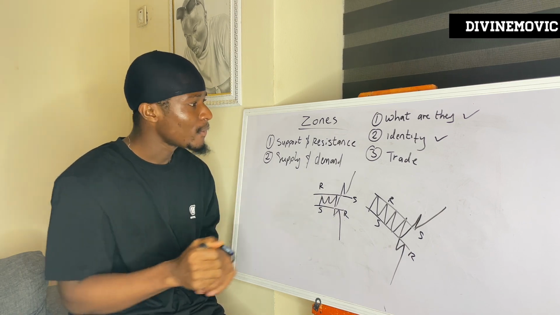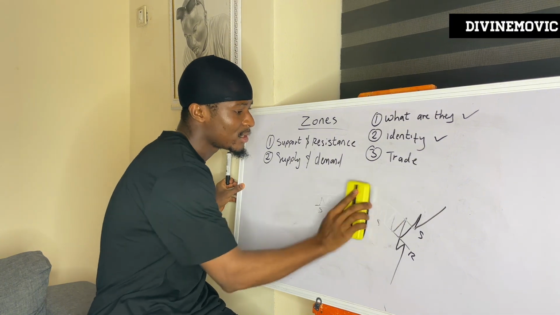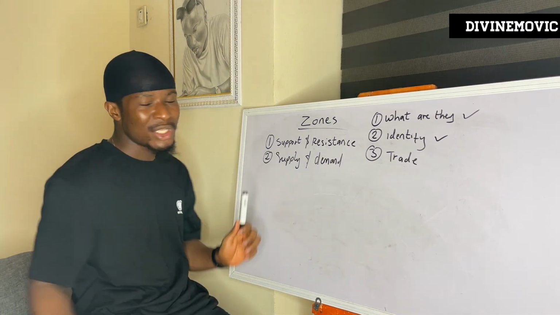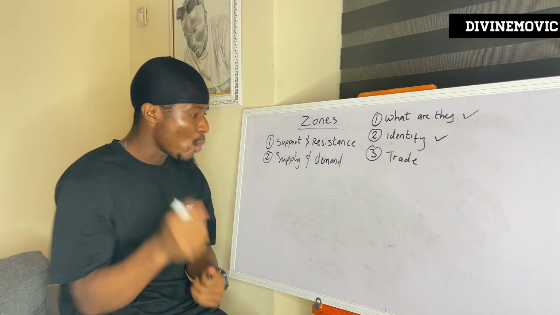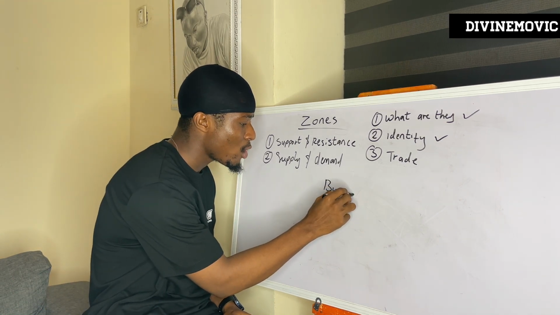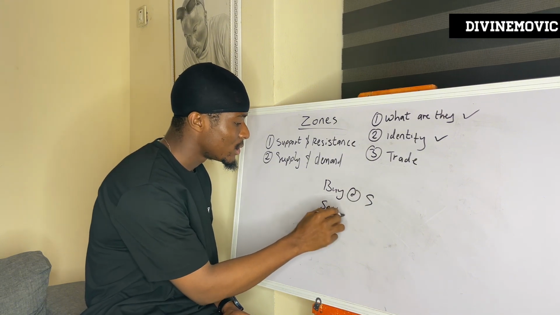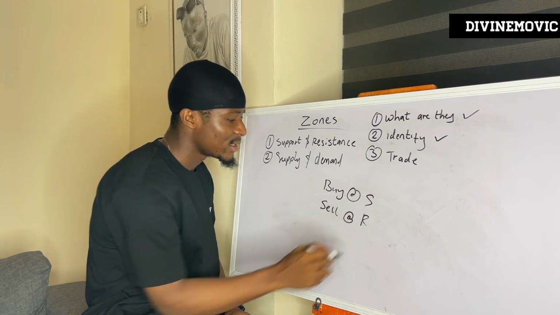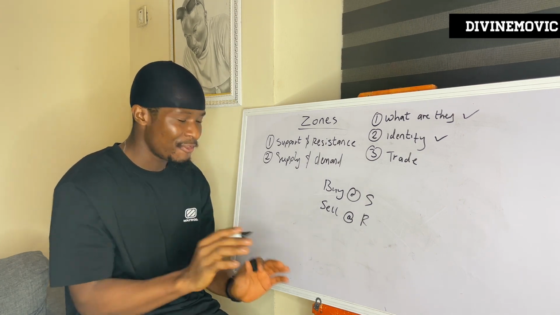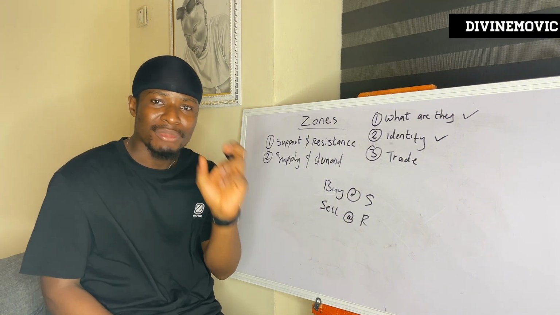Is that clear? Yes. Now, how do we trade this support and resistance? That is the next question. For us to be able to trade support and resistance, we simply need to understand one principle, which is very simple. Buy from support and sell from resistance. This is the way to trade support and resistance in the forex market. You want to always buy from the support zone and sell from the resistance zone.